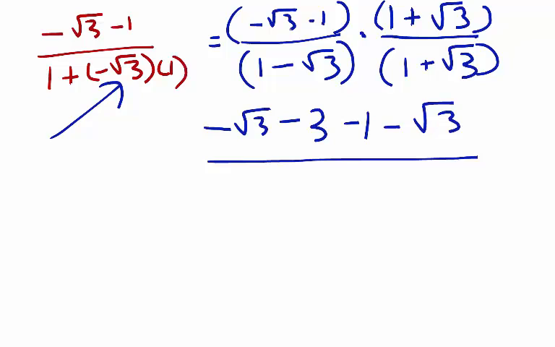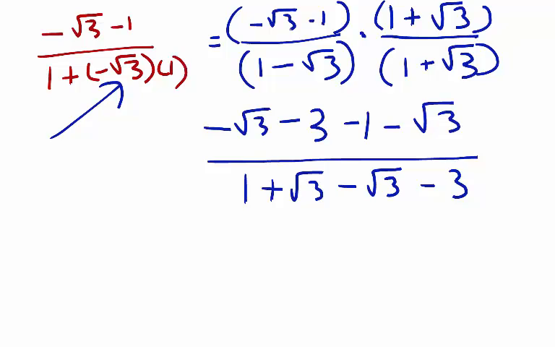Foiling the denominator, I have 1 times 1, 1 times square root of 3, which is square root of 3, negative square root of 3 times 1, which is negative square root of 3, and then negative square root of 3 times square root of 3, which gives me negative 3.